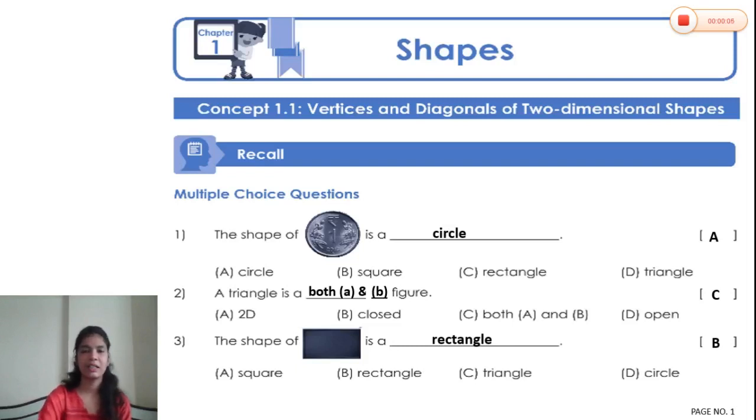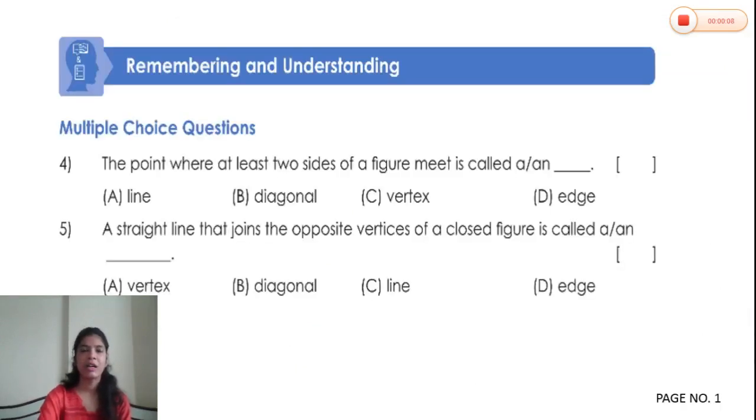Now let us see another one. Here, remember and understanding. In that, again the multiple choice questions are there. So let us move to question number 4. The point where at least two sides of a figure meet is called. Here it is asking about the point where two sides meet.